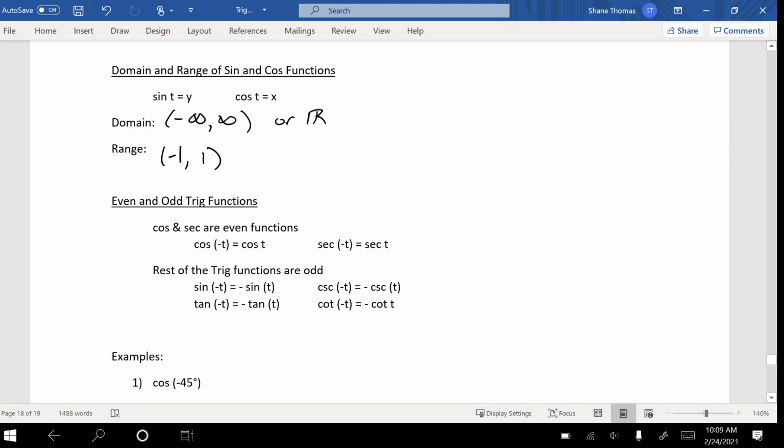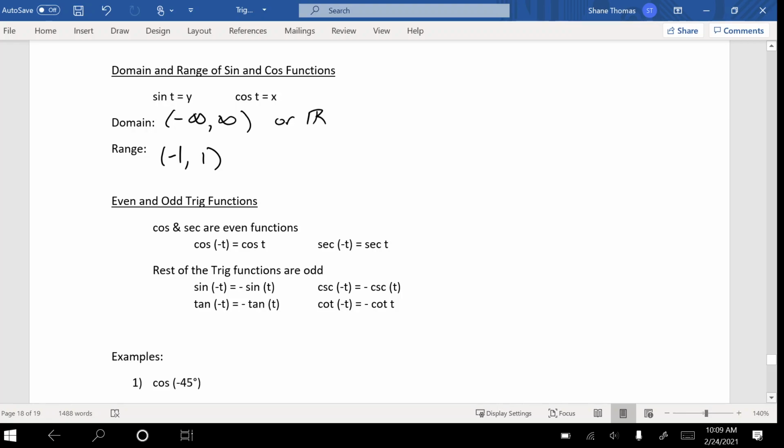So if it's an odd function and you have the sine of an angle, say you have the sine of negative pi over 4, what you can do is take that negative sign, put it out front, and then just find the positive angle. Okay, so all these are ways you can rewrite these to make it easier on yourself. All right, so let's use these here.